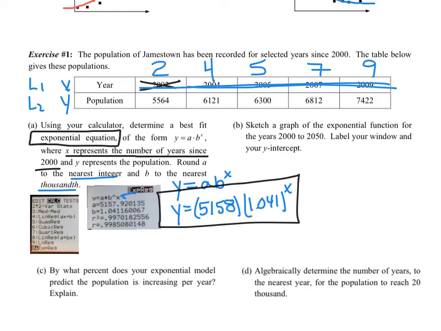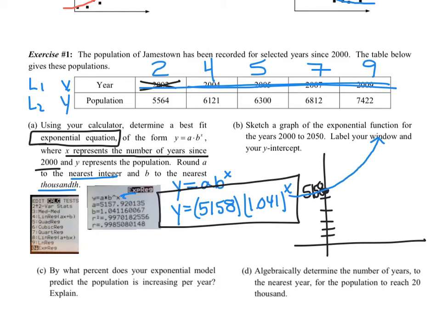Part B says sketch a graph of the exponential function that you just have and label your window and y-intercept. So I'm simply going to sketch this function. When I plug 0 into this equation, anybody to the 0 is 1. So my y-intercept is 5,158. So I might count by thousands. That's 5,000, maybe is there, 4,000, 3,000, 2,000, 1,000. And you should see that that function shoots up. Obviously, you can graph it in your calculator, and it looks something like that.